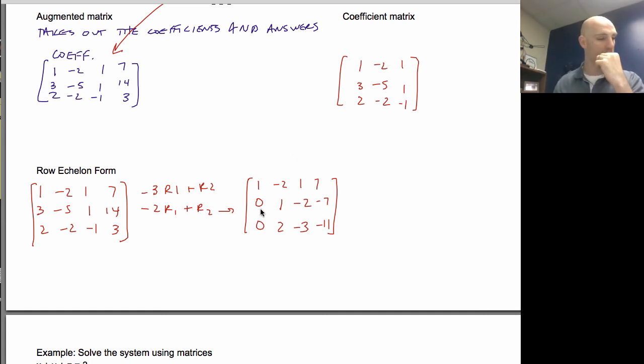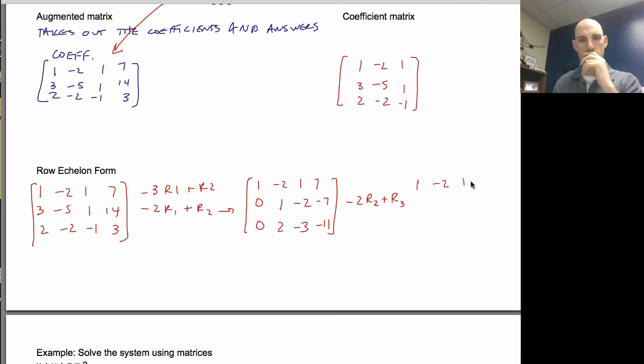Now, I'm going to try to get rid of this one here, right? Because I'm going to get myself into a situation where I have 3 variables, 1, 2, 3, because this is my answer column. Second row is 2 variables. Third row is 1 variable. So what do I need to do? I'm going to go -2 row 2 and then add that to row 3, right? So here we go.